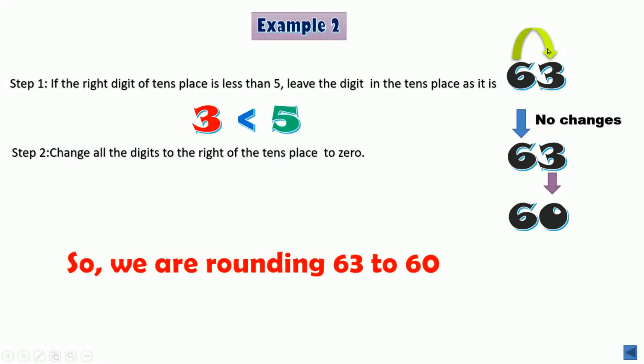Example 2. We are rounding 63 to the nearest 10. Step 1. If the right digit of the tens place is less than 5, so the digit is 3. 3 is less than 5. Leave the digit in the tens place as it is. So no changes in the tens place. Write 6 as it is. Step 2. Change all the digits to the right of the tens place to 0. Now we are changing this number to 0. So we are rounding 63 to 60.